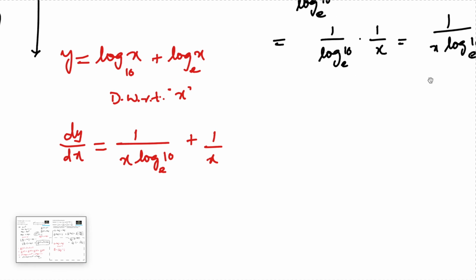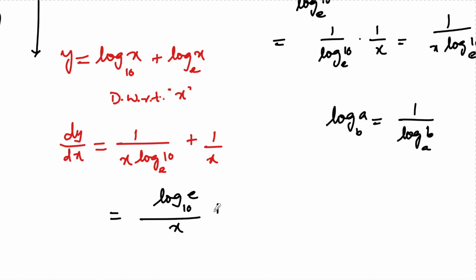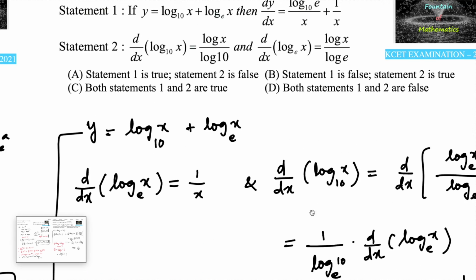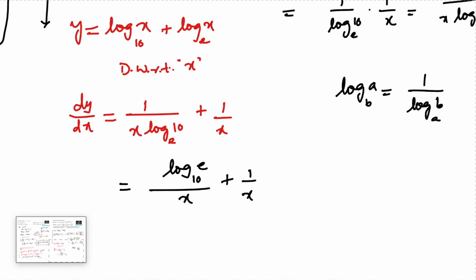Yeah, we can write it as, by using the properties of logarithms, log a to the base b, we can write it as 1 upon log b to the base a, where b is not equal to 1. So here also 1 upon log 10 to the base e, we can write it as log e to the base 10 upon x plus 1 upon x, so that it is given in the problem. Log e to the base 10 upon x plus 1 upon x is the differentiation, which is correct.